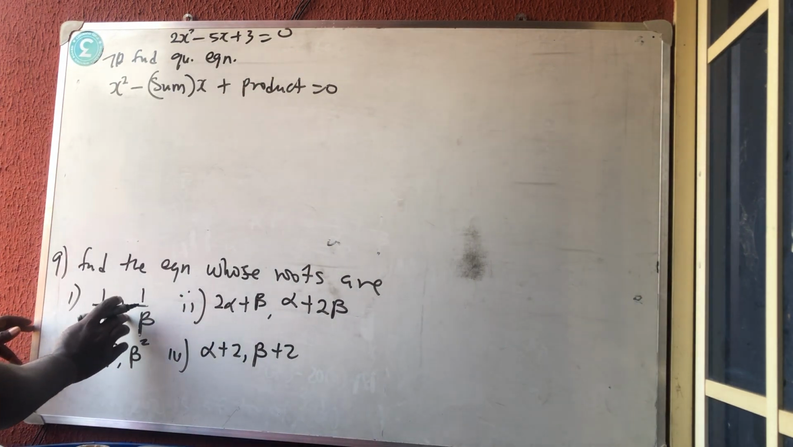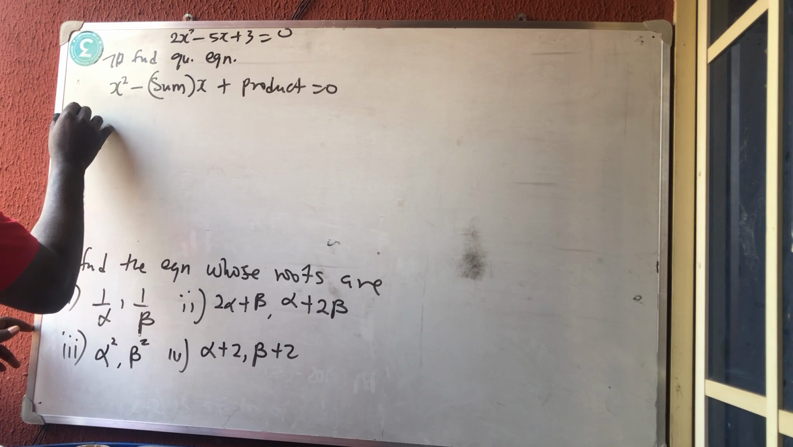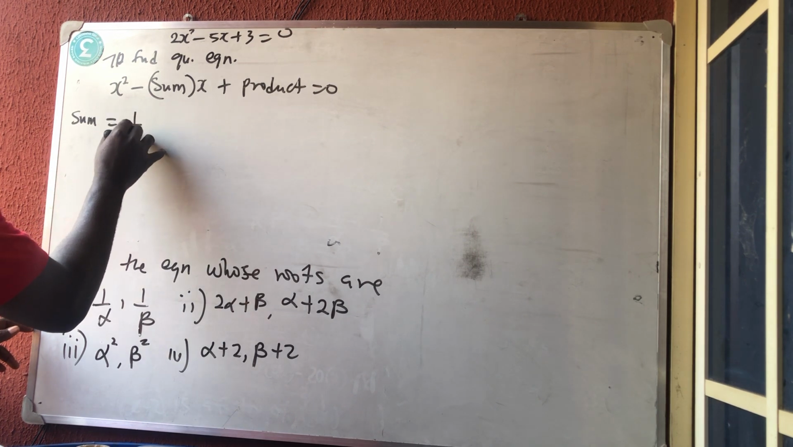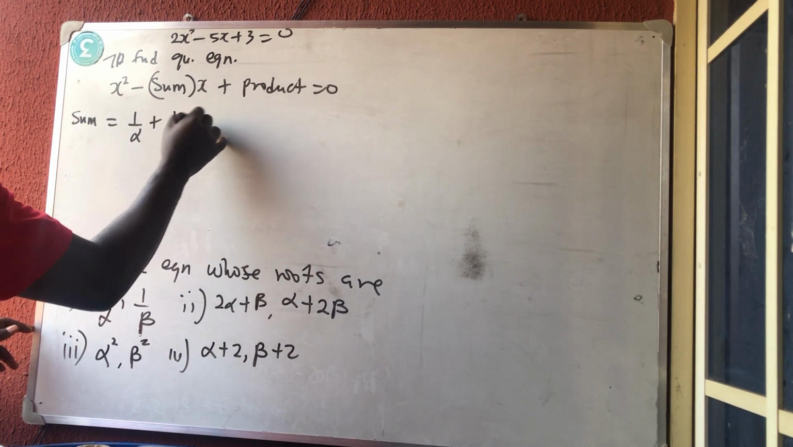So first thing I'm looking for here is the sum. So first of all is sum. The sum is what? 1 over alpha plus 1 over beta, which is what?